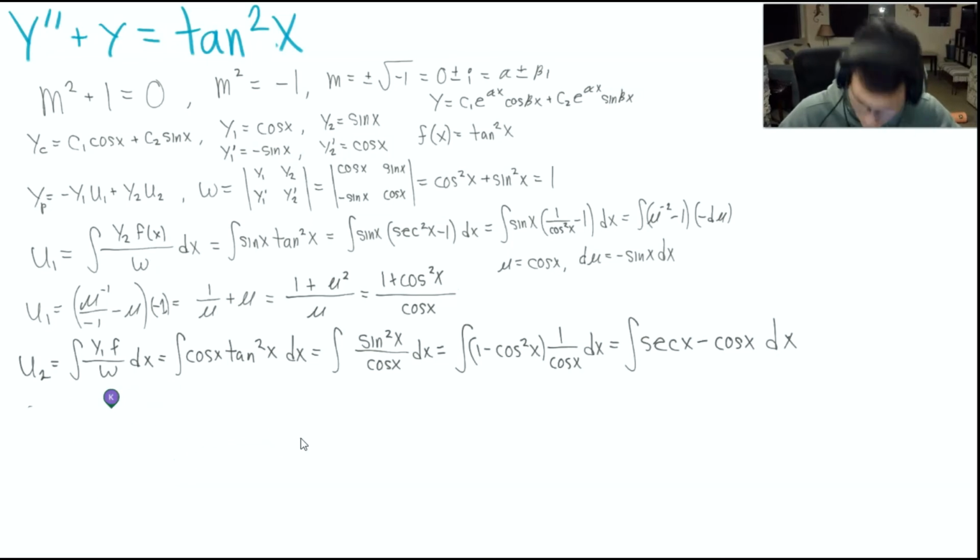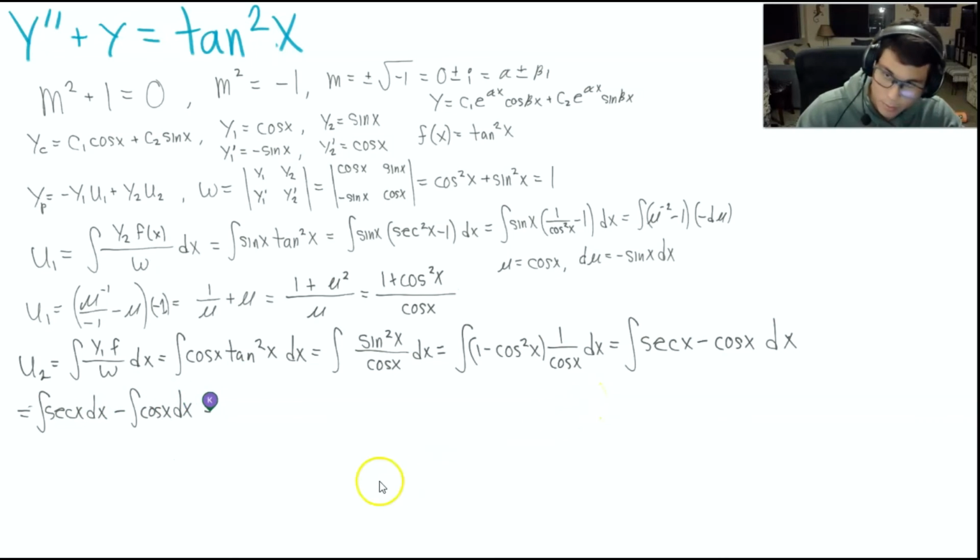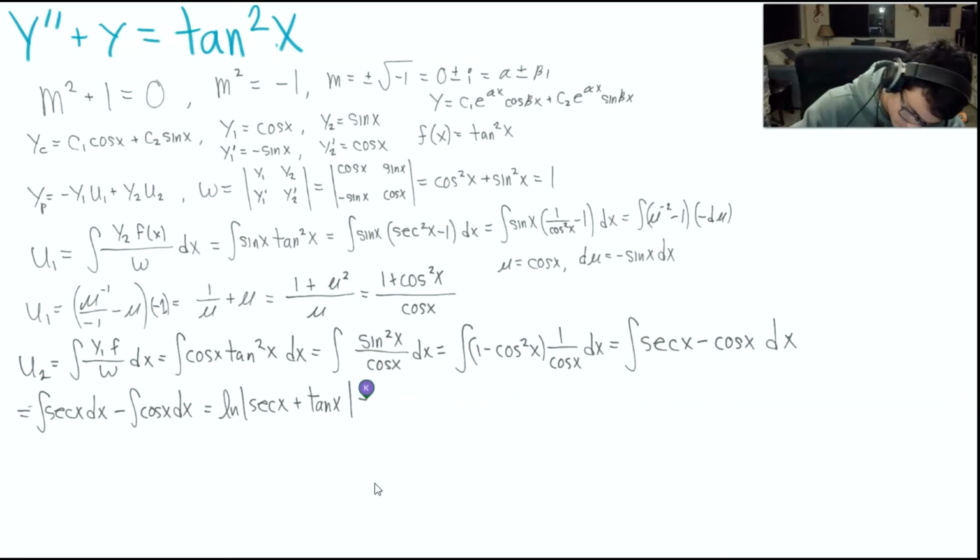Okay, so let's write this as two integrals. This would be the integral of secant x dx minus the integral of cosine x dx, which is going to be ln secant x plus tangent x minus sine x. Okay, and that is equal to u2.